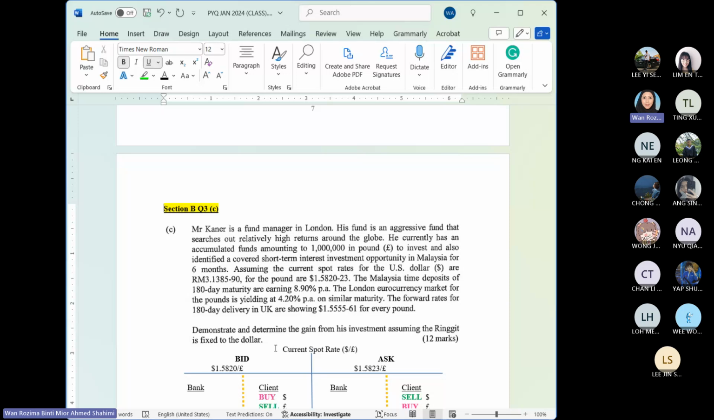You just convert currency A to currency B, and then you want to hedge, and then you use the forward market. Okay, sorry, forward rate, and then back to currency A. Something like that. So it's not CRA. So let's take a look at this question.